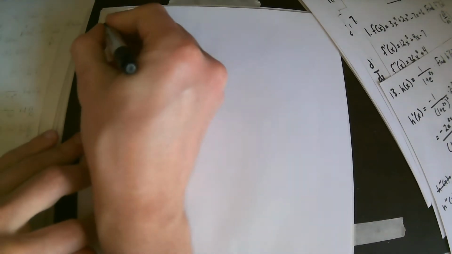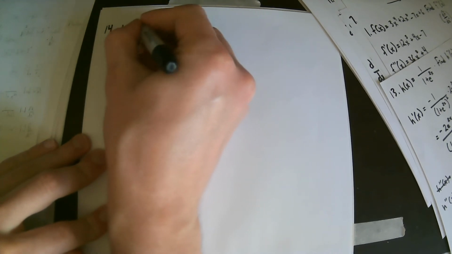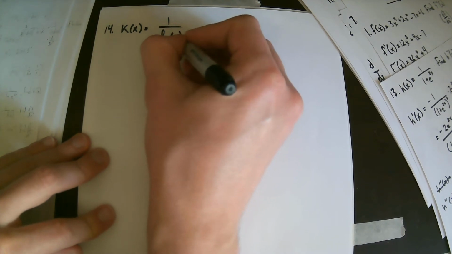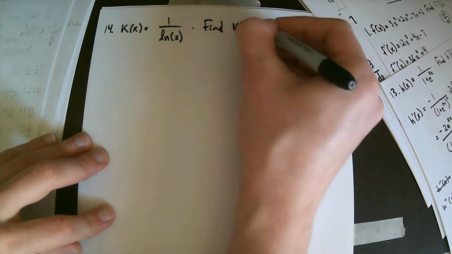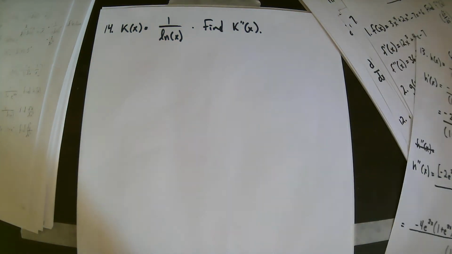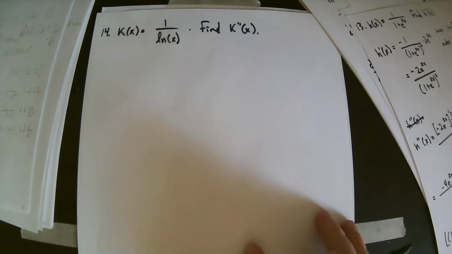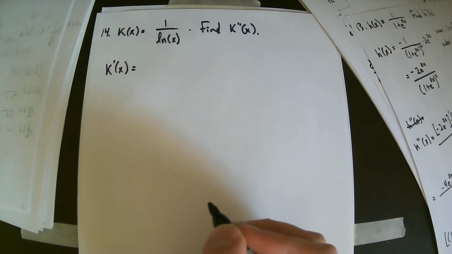Alright. 14. K of x is equal to 1 over ln of x. Is this 14? Yes. Okay. K prime of x.